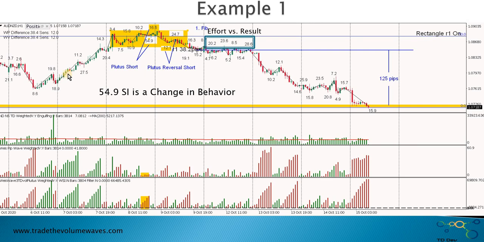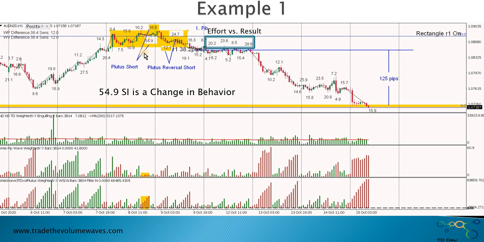So how do we identify here the change in behavior? Well, exactly up here we see a speed index of 54.9. That's a change in behavior. Why? Because there is nothing like that all the way to the left. So this is a warning for us.